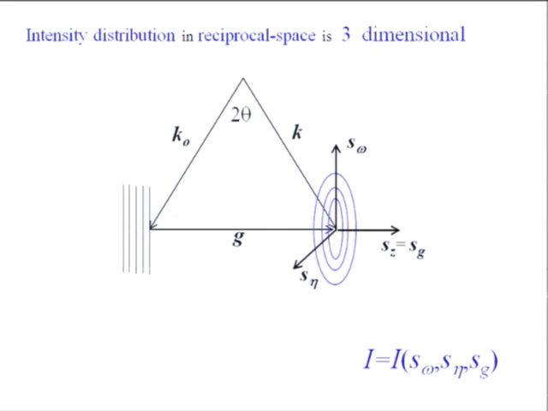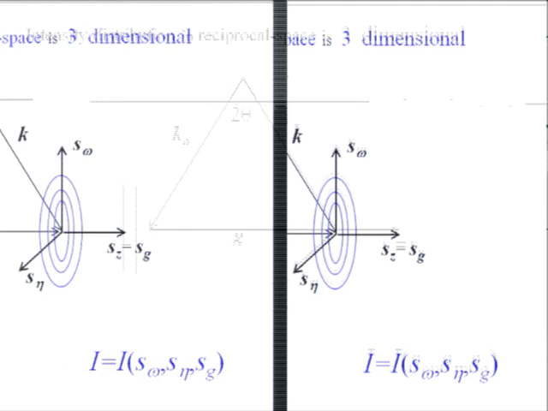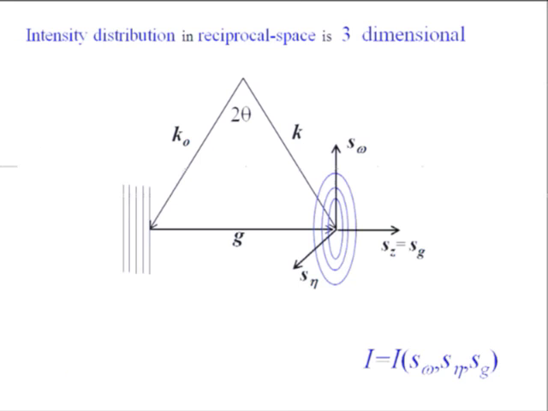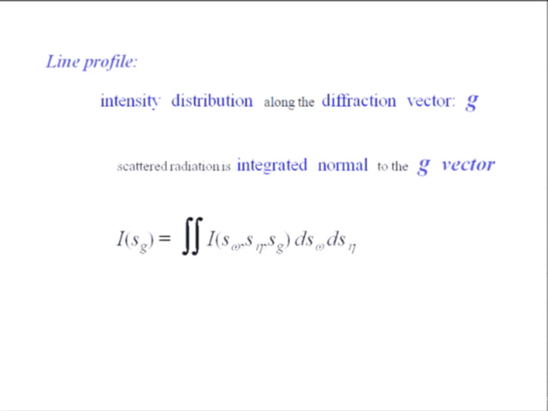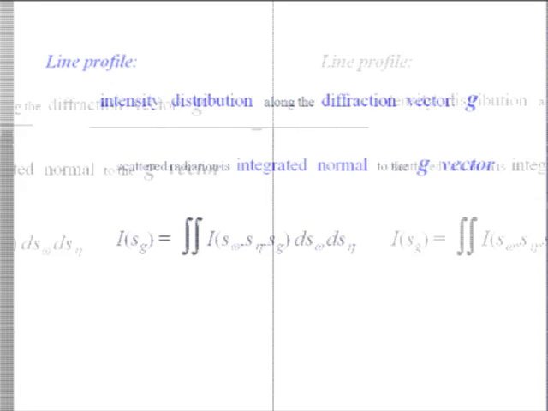Broadening in reciprocal space is three-dimensional. This wants to indicate the iso-intensity lines. It is a three-dimensional object in reciprocal space, and the line profile is the integrated intensity distribution parallel to the diffraction vector. Therefore, the intensity distribution has to be integrated over the directions perpendicular to the diffraction vector.